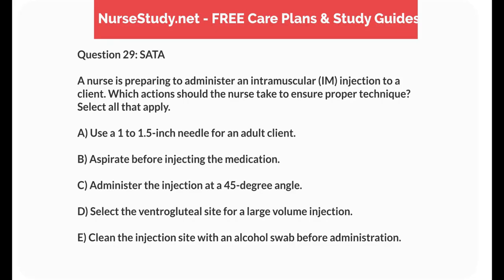Question 29, SATA. A nurse is preparing to administer an intramuscular (IM) injection to a client. Which action should the nurse take to ensure proper technique? Select all that apply. A. Use a 1 to 1.5 inch needle for an adult client. B. Aspirate before injecting the medication. C. Administer the injection at a 45-degree angle. D. Select the ventrogluteal site for a large volume injection. E. Clean the injection site with an alcohol swab before administration.